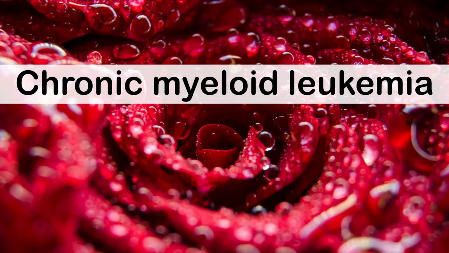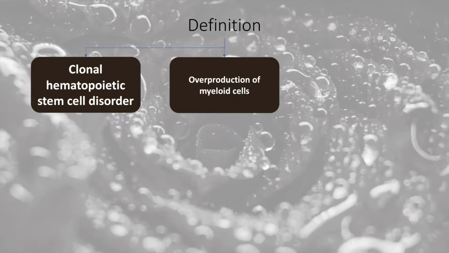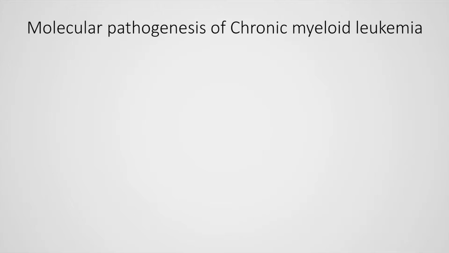Chronic myeloid leukemia is a clonal hematopoietic stem cell disorder resulting in overproduction of myeloid cells due to excessive proliferation and reduced apoptosis. The molecular pathogenesis of chronic myeloid leukemia revolves around chromosome 9 and 22.